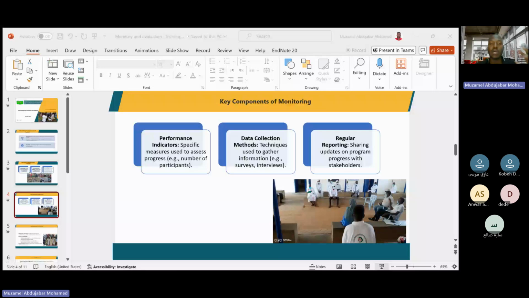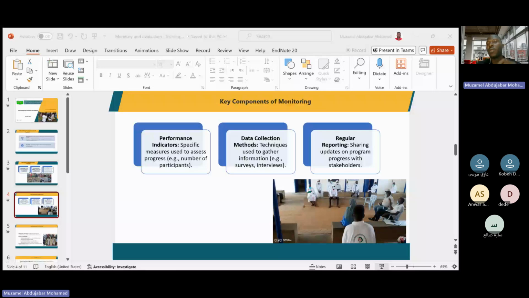For the collection method you can use a survey, an interview, or a questionnaire. Sometimes you can use these. These are the techniques you use to collect information from the beneficiaries or about your project. This is data collection.